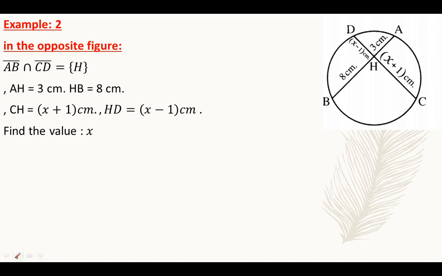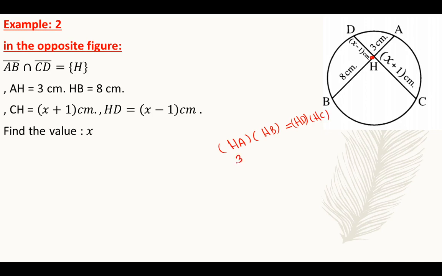In the opposite figure, chord AB intersects chord CD at the point H. So H is the point of intersection. AH equals 3, HB equals 8, HD equals x minus 1 and CH equals x plus 1. Let's solve this example together. The two chords intersect at the point H, so we start from the point of intersection. HA multiplied by HB equals HD multiplied by HC.